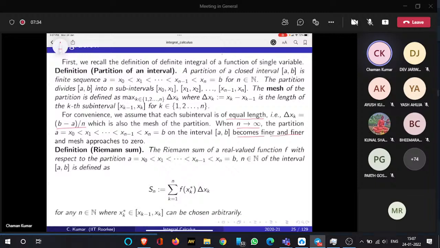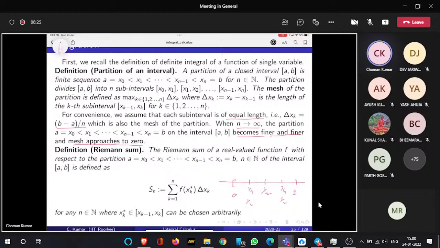So in the first case we had two subintervals, 0 to 1 by 2 and 1 by 2 to 1. Now we have four subintervals: 0 to 1 by 4, 1 by 4 to 1 by 2, 1 by 2 to 3 by 4, and 3 by 4 to 1. And the length of each of these subintervals is 1 by 4.